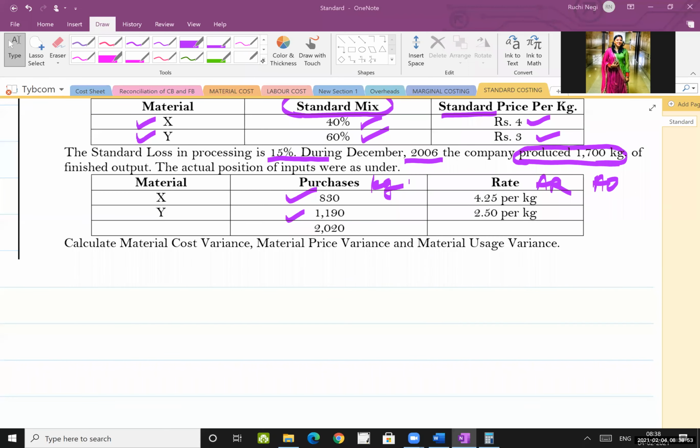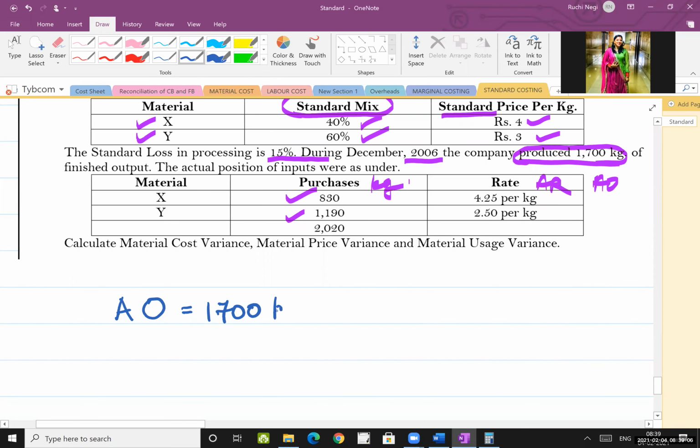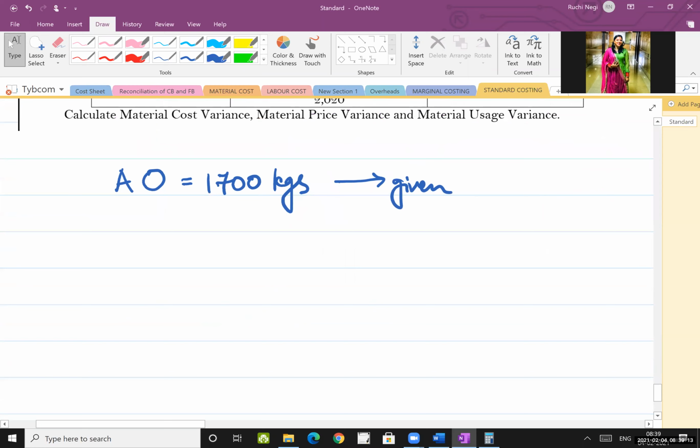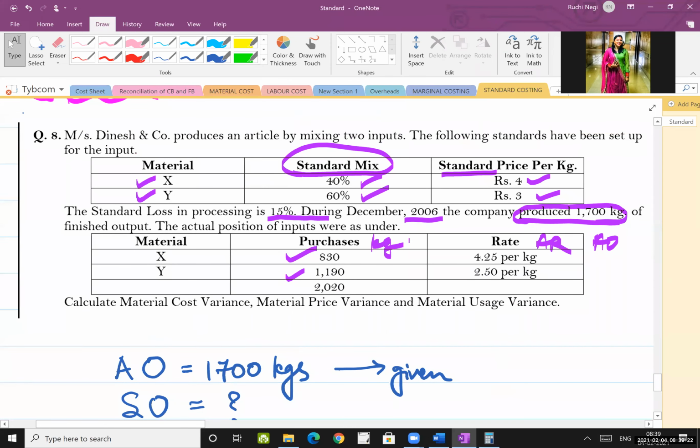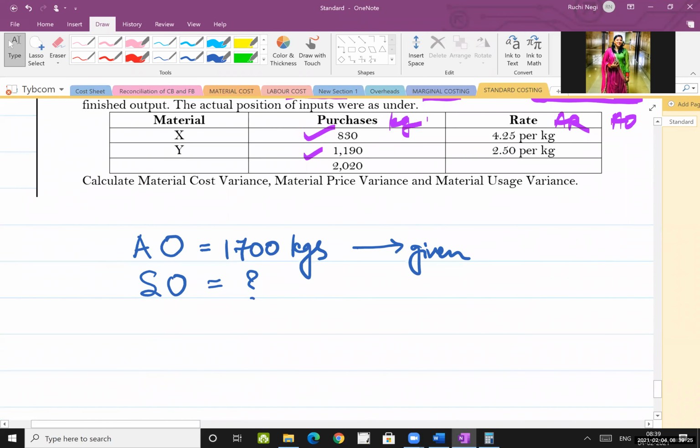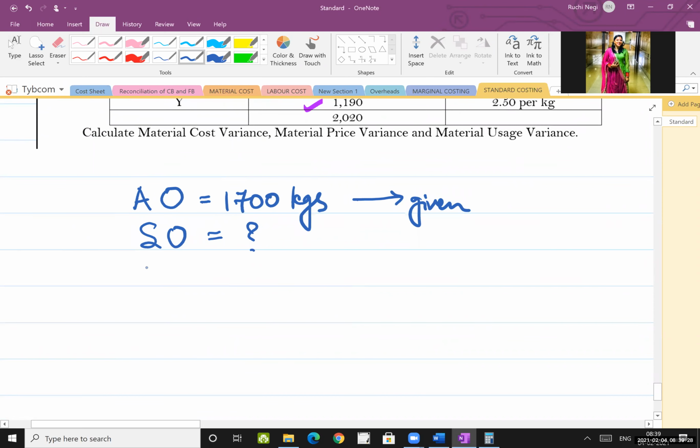Okay, so let us start right now here. Actual output is given to you. How much? 1700 kgs. Next, standard output is not given. But standard mix is given. So, standard output we don't know, but standard mix, meaning standard quantity, is given.